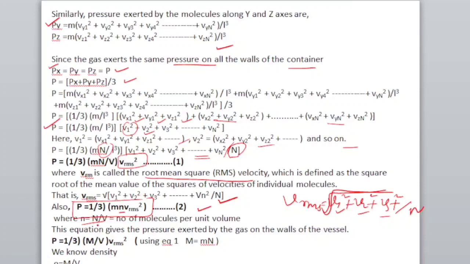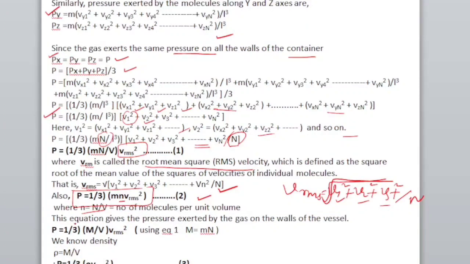You can also write this one in terms of density. How do you write it in terms of density? You know P is 1 by 3 mn by V vrms square. This m into n is what? N is the total number of molecules and small m is the mass of each molecule. So m into n is the total mass of all the molecules. So you can write it as m by V, and this mass per unit volume is density. So you can write P equal to 1 by 3 rho vrms square.